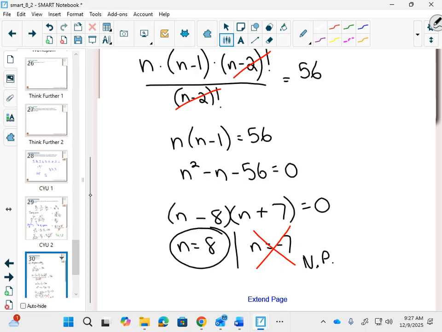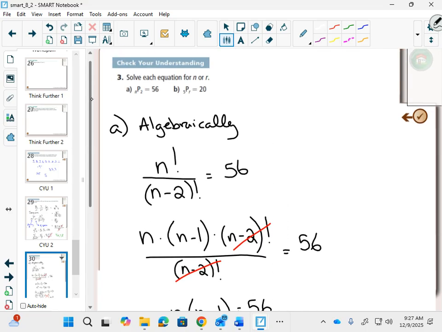Okay? Let's look at our shortcut, because this one you would have to do algebraic. The shortcut would say the 2 means 2 spaces. Can you think of 2 numbers in a row that make 56? 8 times 7. So then, n is the number you start with, so the number you started with is 8. So you can check your answer that way. But in an algebraic one, you would have to show your work with the factorials. Okay?